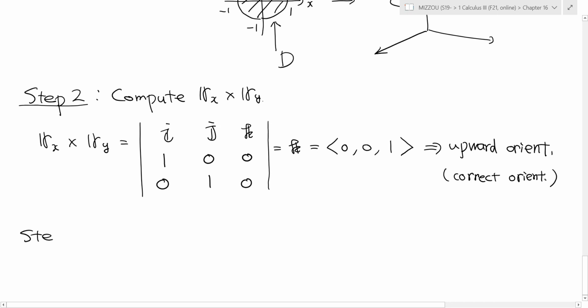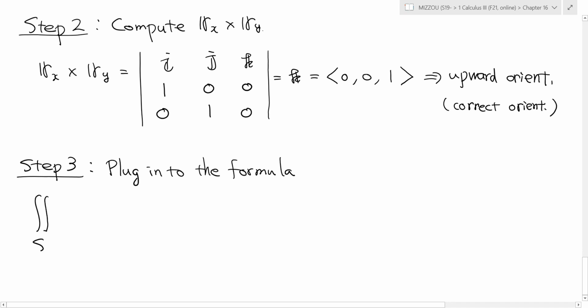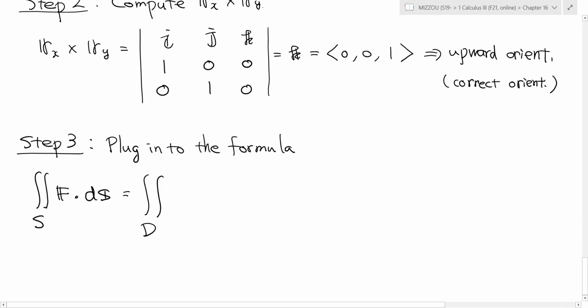Now step 3. Just plug in everything to the formula. Meaning that the given surface integral is computed as the double integral over D, where remember D is just the disk of radius 1, of F of r of xy dot Rx cross Ry dx dy.